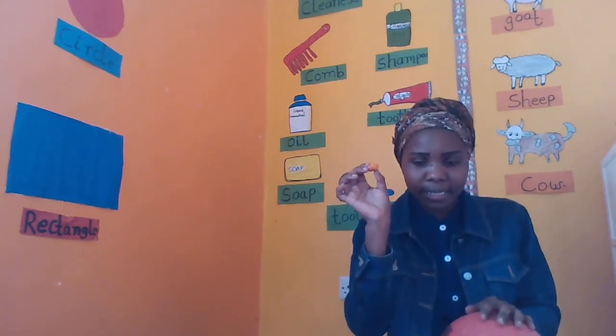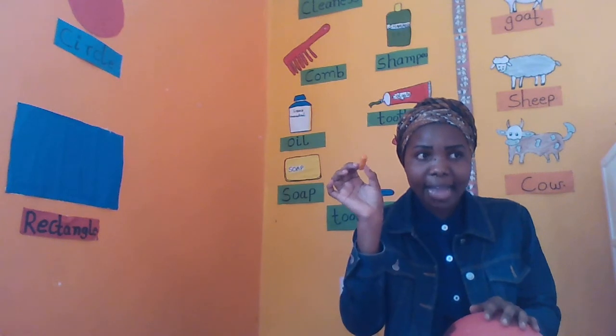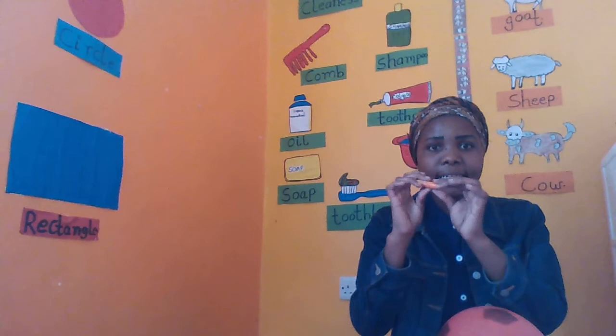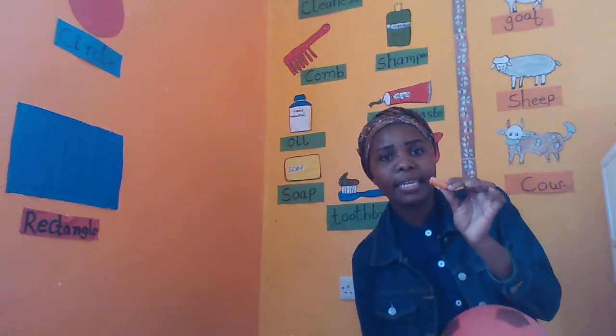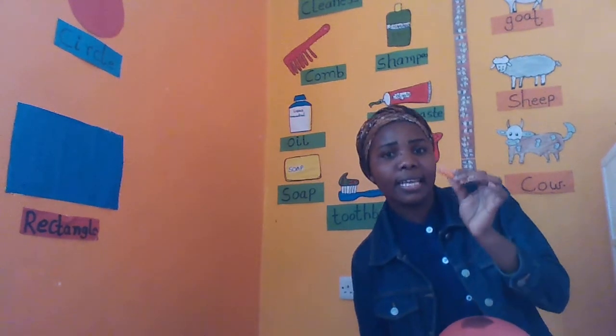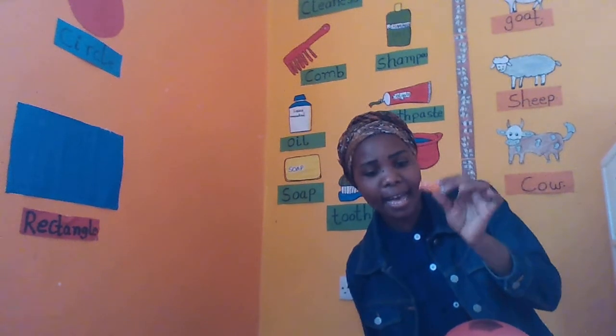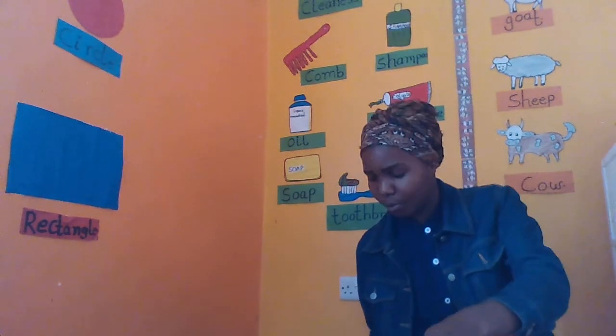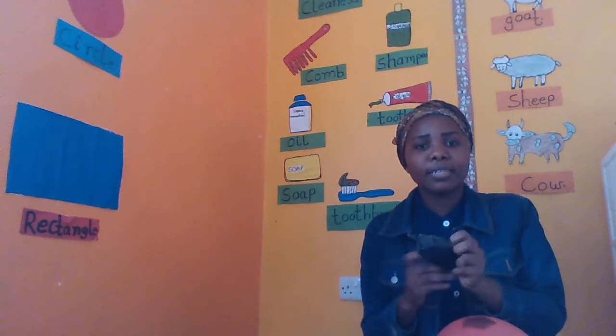This one, a color. A color. Again, color. What is this? A color. Very good. A cup. Very good. How about this one?